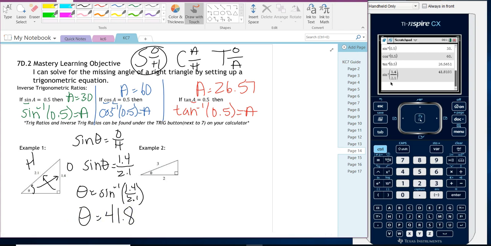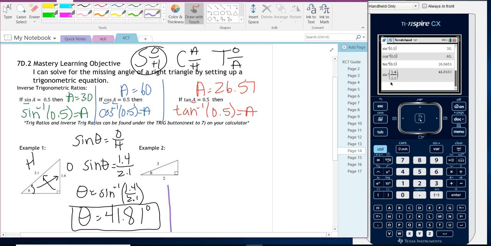41.8. We can do 8.1, keep it 2 decimal places. And this is an angle, so therefore I do need my degree sign. Our previous video was finding the missing sides, so those are not measured in degrees. That would be whatever unit we measure our side lengths in. All right, looking at the next example here.